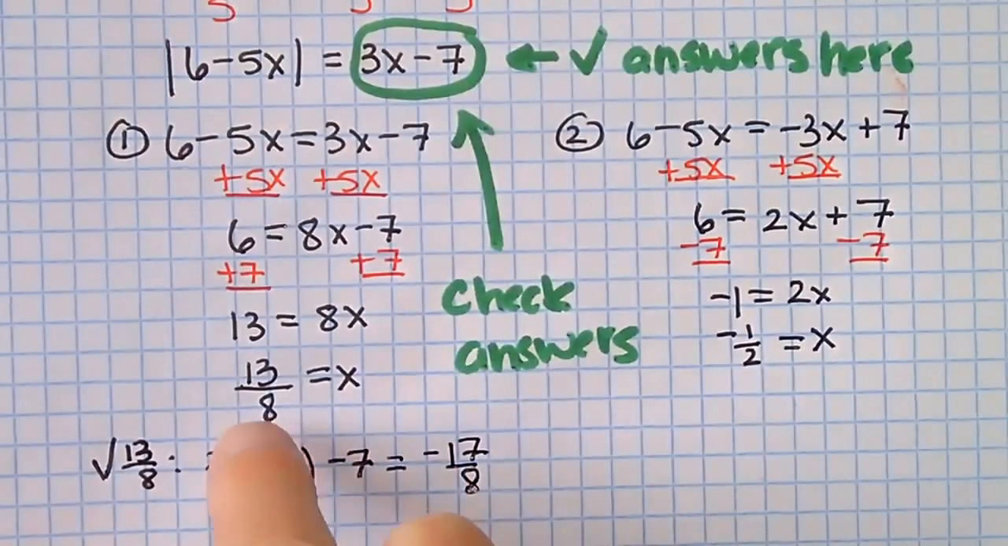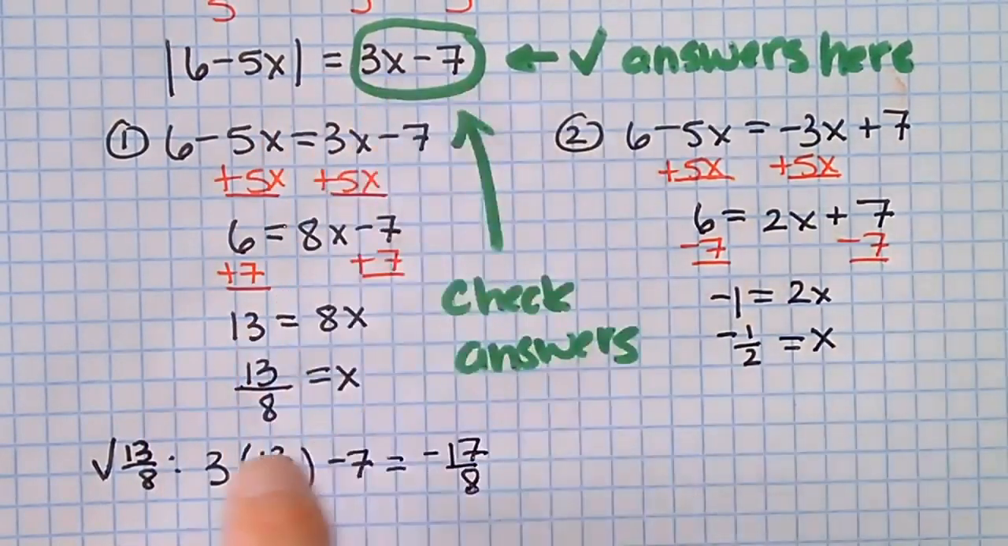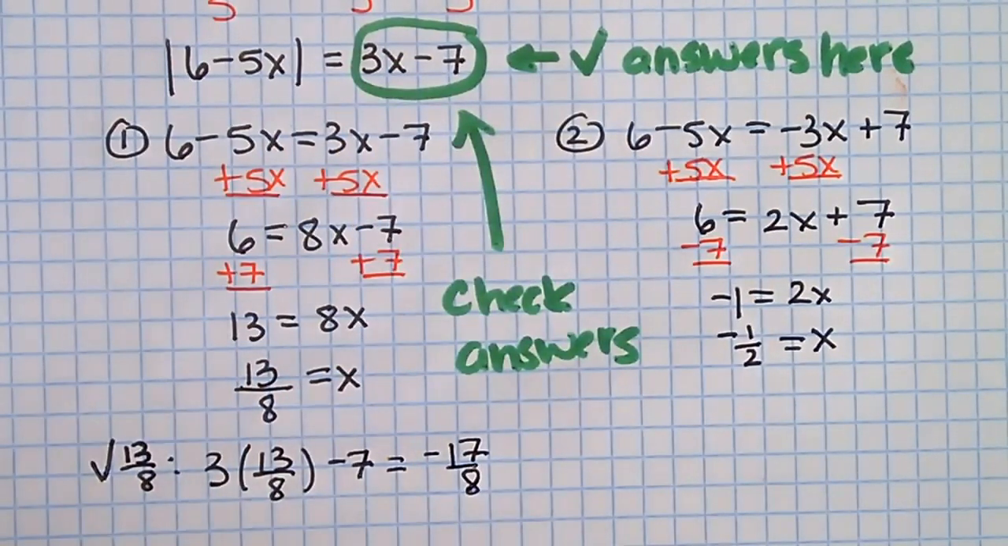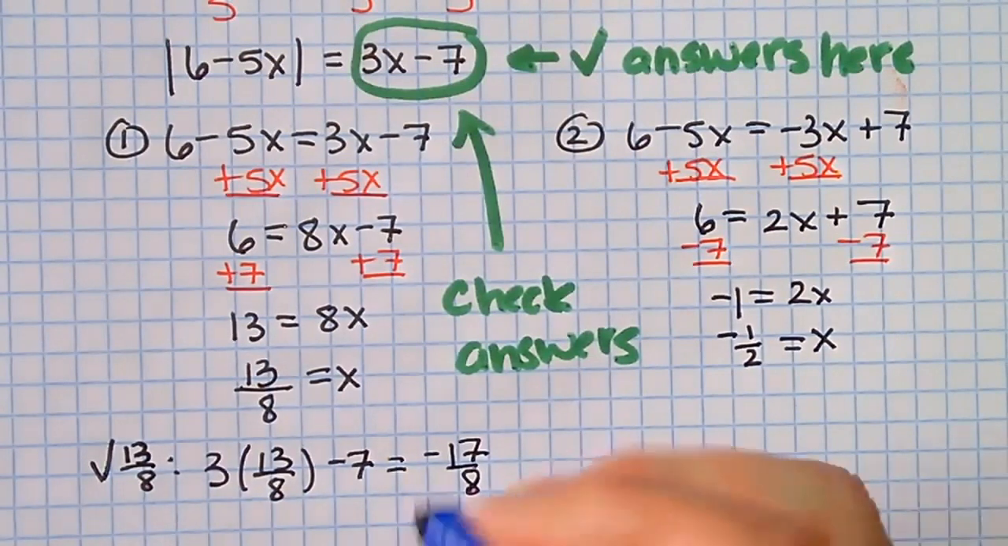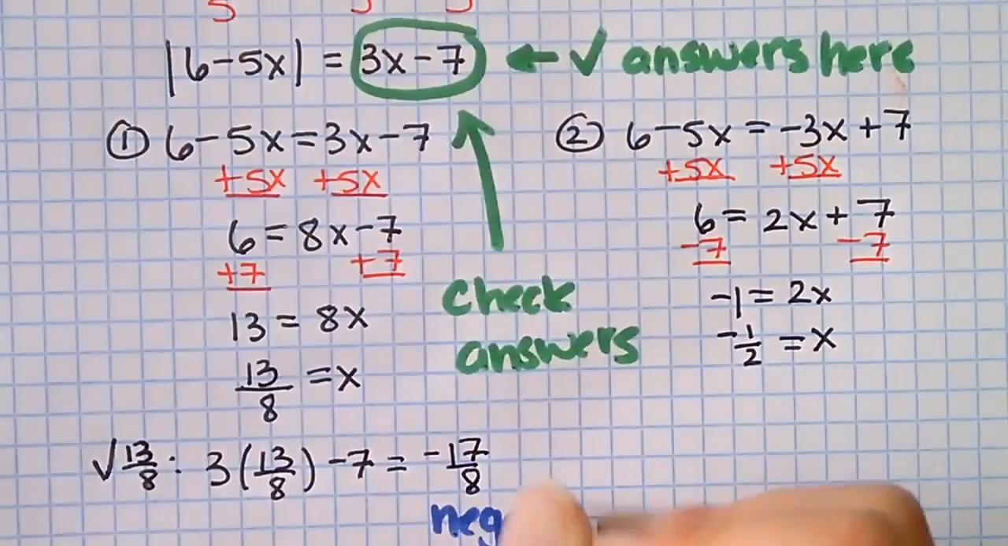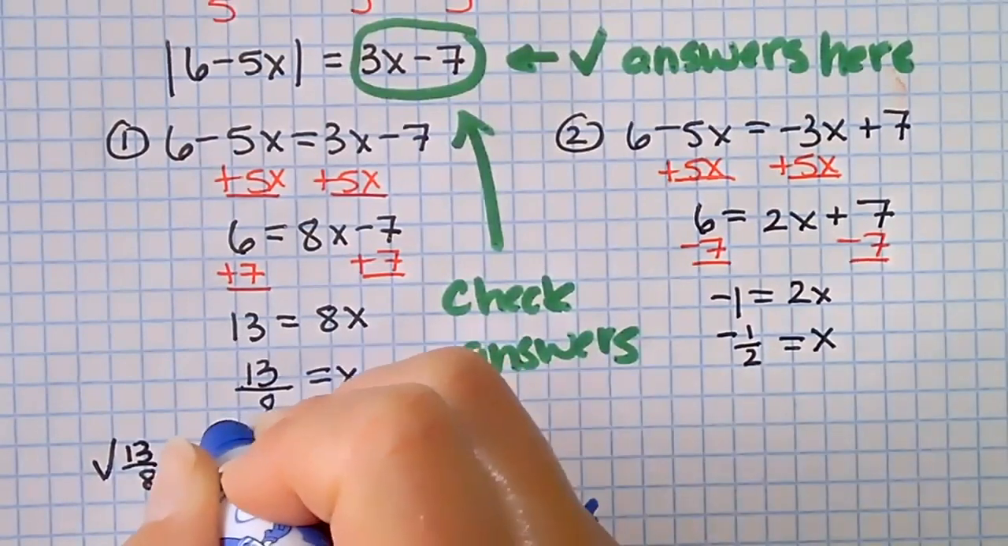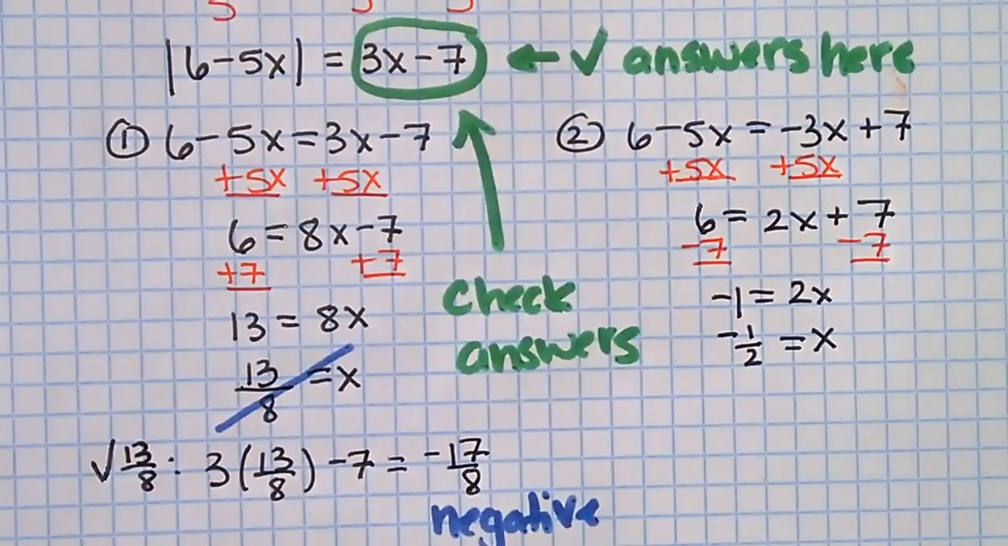So I started with this being a positive, but I don't care if this is positive or not. I care about this. And when I put in 13/8, I actually end up getting a negative back. So that is a negative. So this one is not going to be an answer.